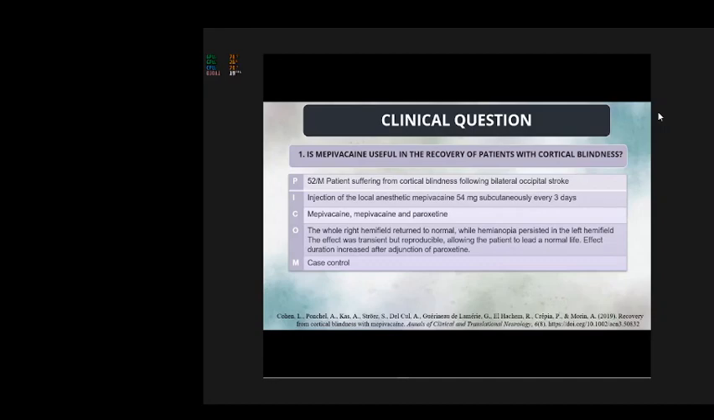The outcome was the whole right hemifield returned to normal, while hemianopia persisted in the left hemifield. The effect was transient but reproducible, allowing the patient to lead a normal life. Effect duration increased after adjunction of paroxetine.